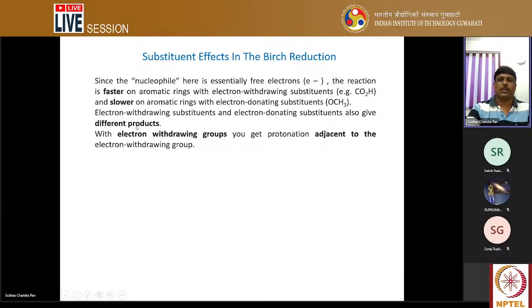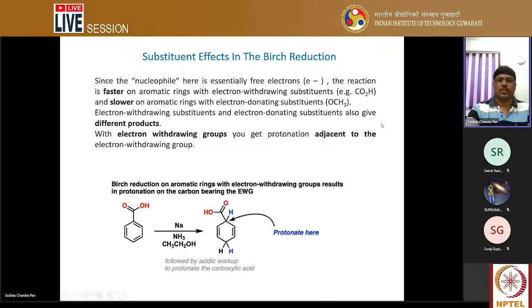Electron withdrawing substituents and donating substituents also give different products. Their pattern will be different, that we will see in a moment. With electron withdrawing groups, you get protonation adjacent to the electron withdrawing group. Like this is benzoic acid, and if you put it in Birch conditions, then you get this product, and the protonation happens at the carbon where the CO2H is connected. So the negative charge is formed there.